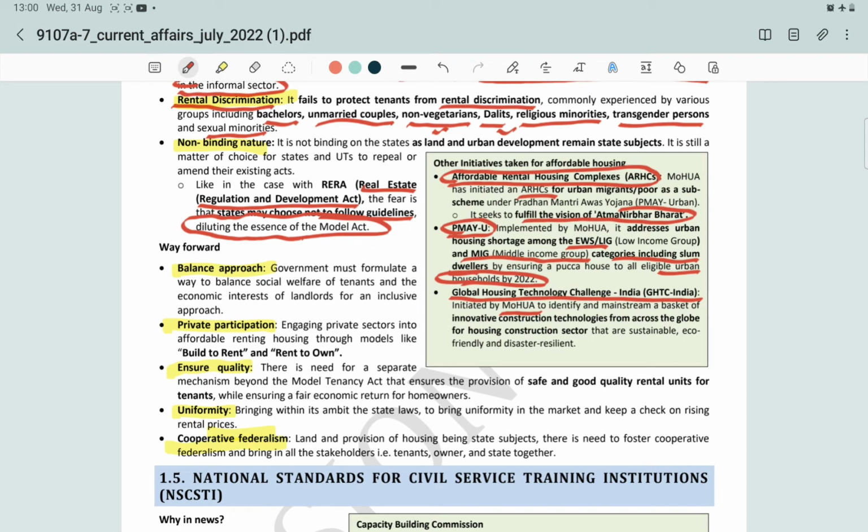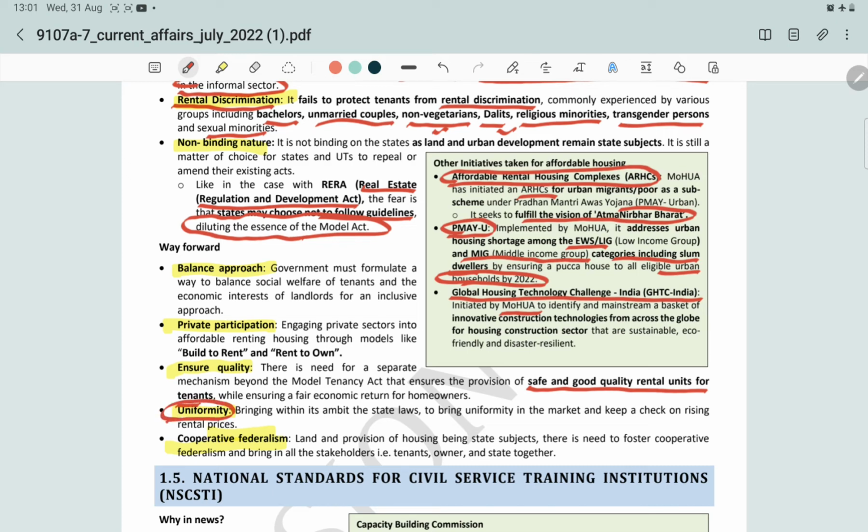The government must formulate a balanced approach to balance the social welfare of tenants and the economic interest of the landlords for an inclusive approach, and engage the private sector in affordable rental housing through models like build to rent and rent to own. And there is a need for a separate mechanism beyond the Model Tenancy Act that ensures the provision of safe and good quality rental units for tenants while ensuring a fair economic return for homeowners.